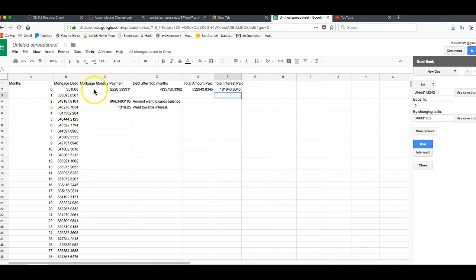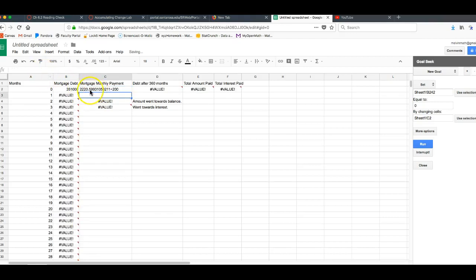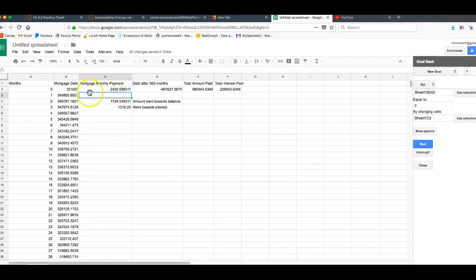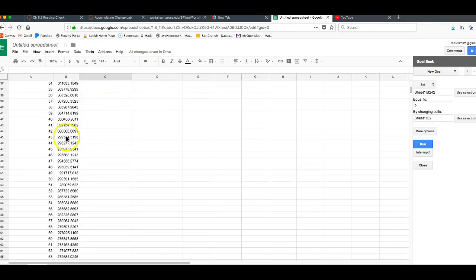What I'm going to do is take this number and just add 200. Instead of 2,220, let's make it 24. Oh, excuse me, I need to start with an equals. You need to start with an equals when you do any type of arithmetic. There you go, so 2420. And now I just need to scroll down until I see 0 or a negative number. So right here.